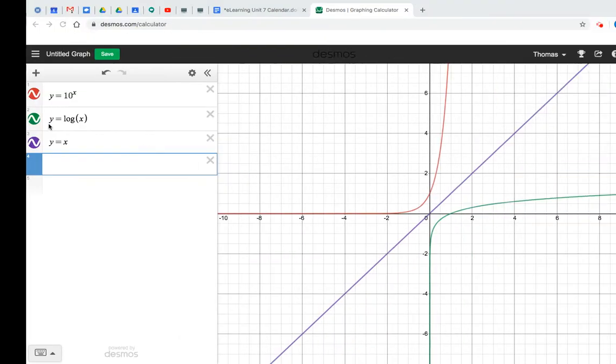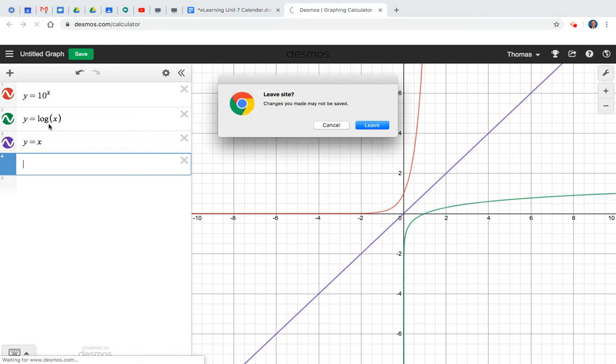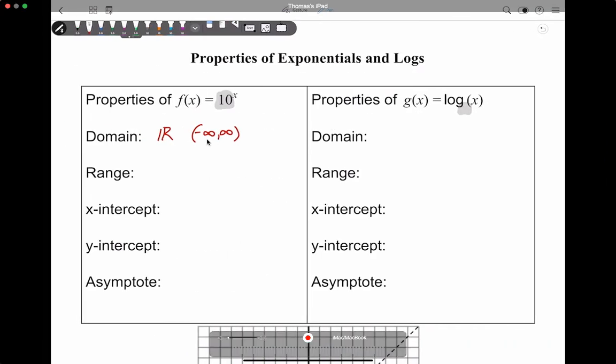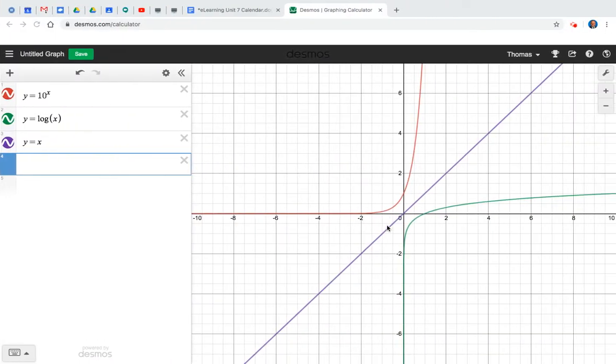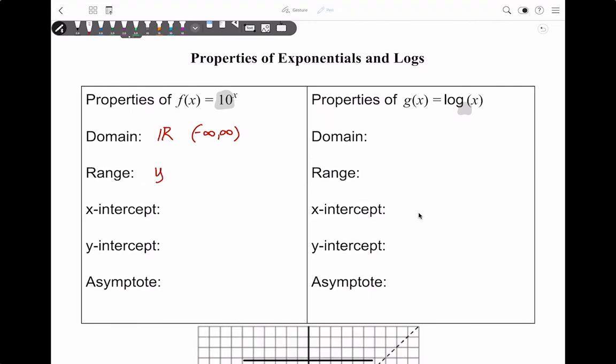If I come back here and I look at this red function, 10 to the power of x, the domain is, of course, all real numbers. You could put that as negative infinity to positive infinity if you want as well. The range is 0 to infinity. It doesn't quite hit the x-axis, but it does immediately happen afterwards. So we're going to say y is greater than 0, otherwise 0 to infinity.